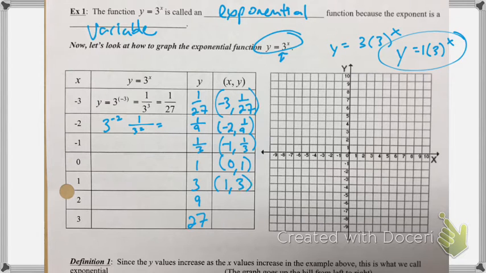Ooh, when x is 0, y is 1, that point gets a special name. What is it? Yeah, the y-intercept. So now I got all these ordered pairs. Guess what I can do with an ordered pair? I can graph it. So negative 3. Make sure you're really careful. 1/27's right there, okay?